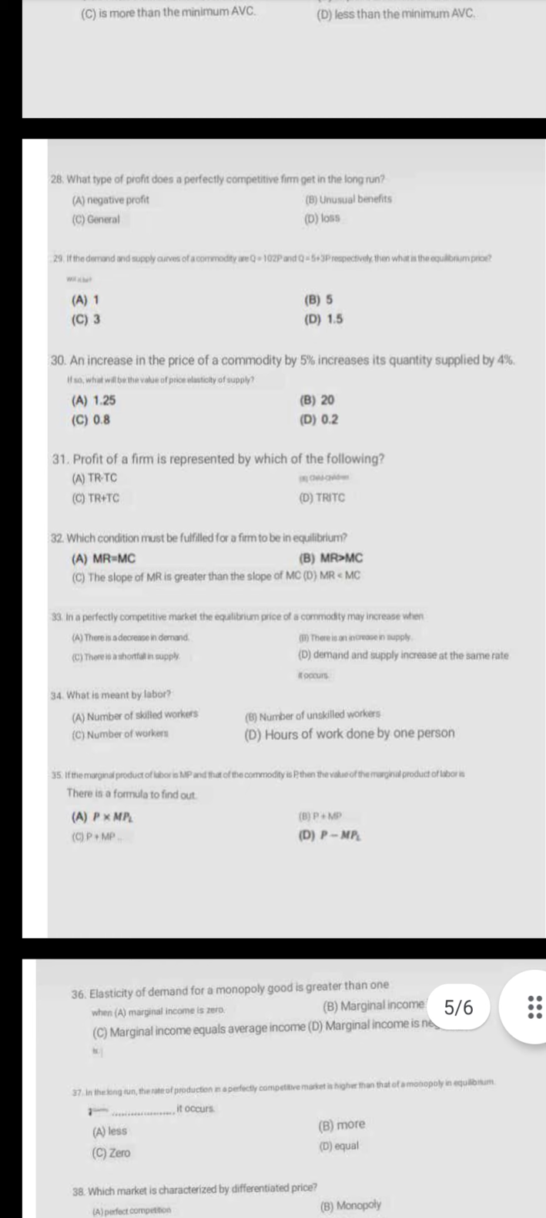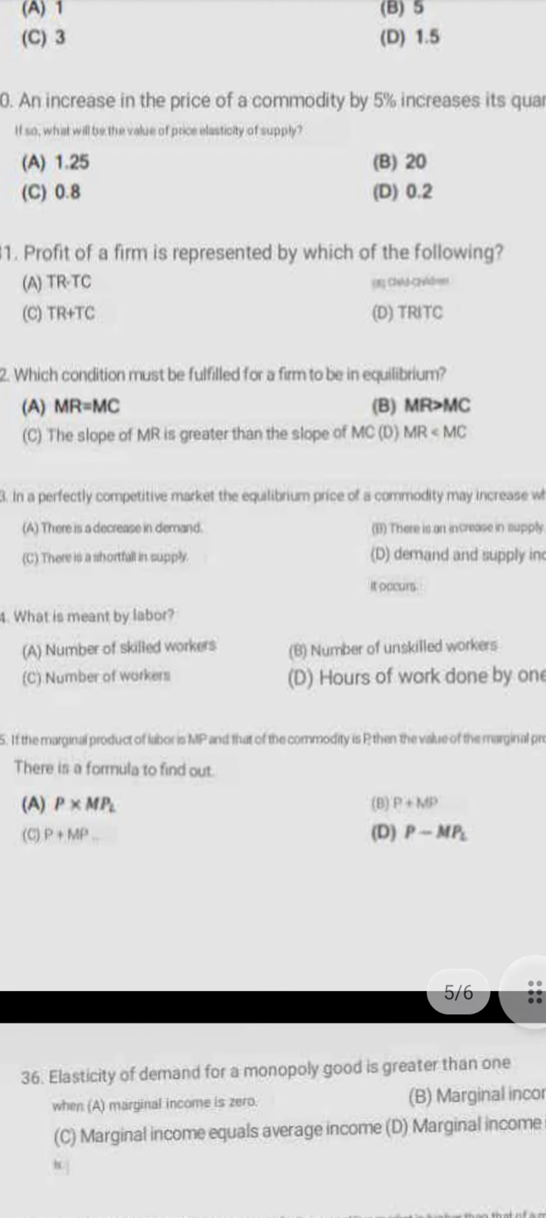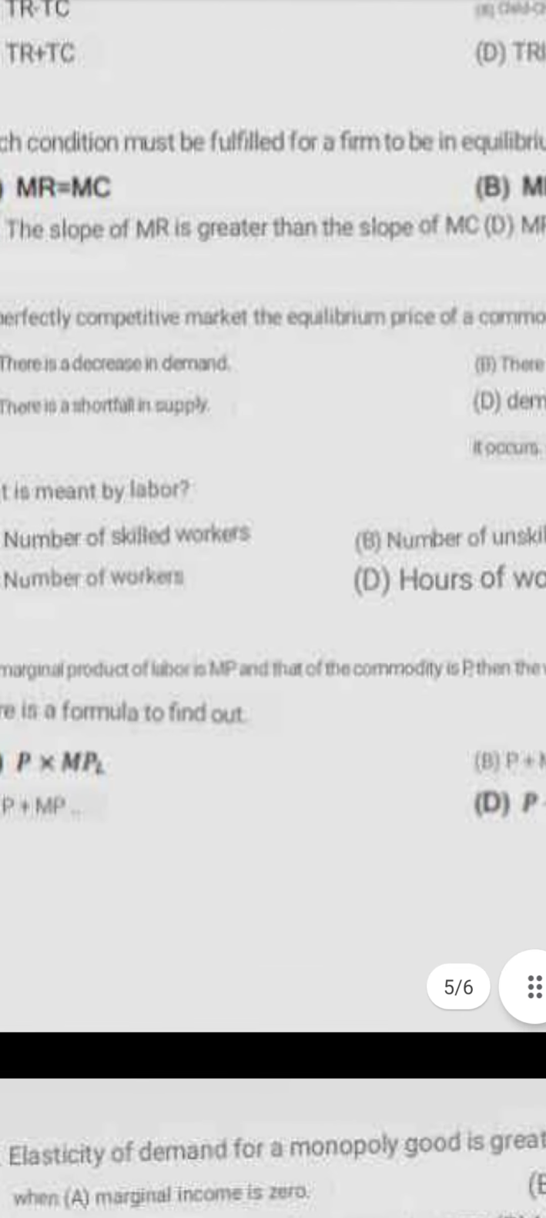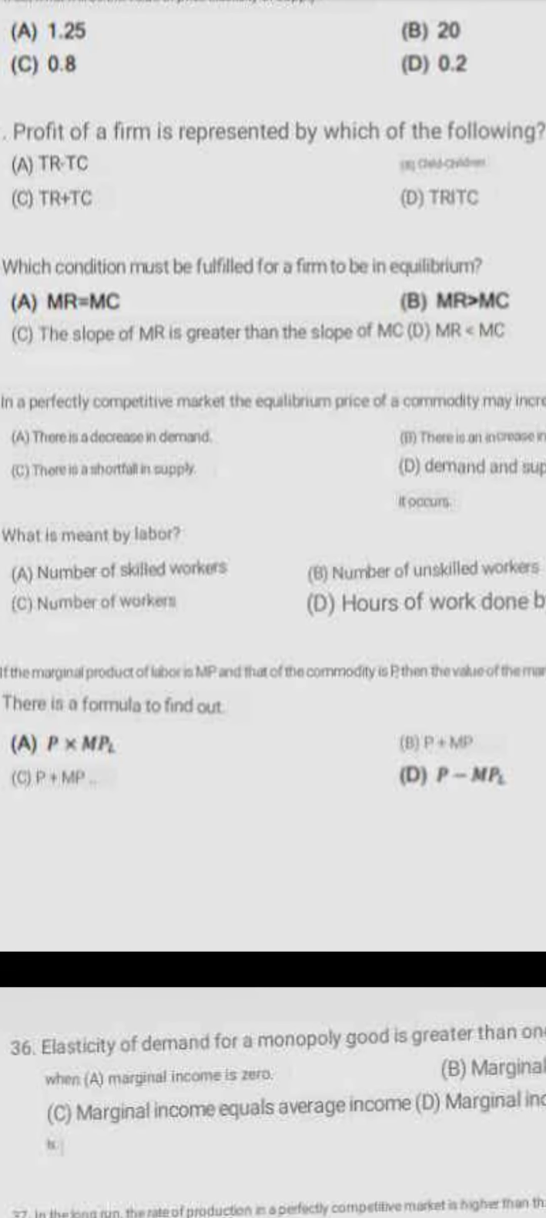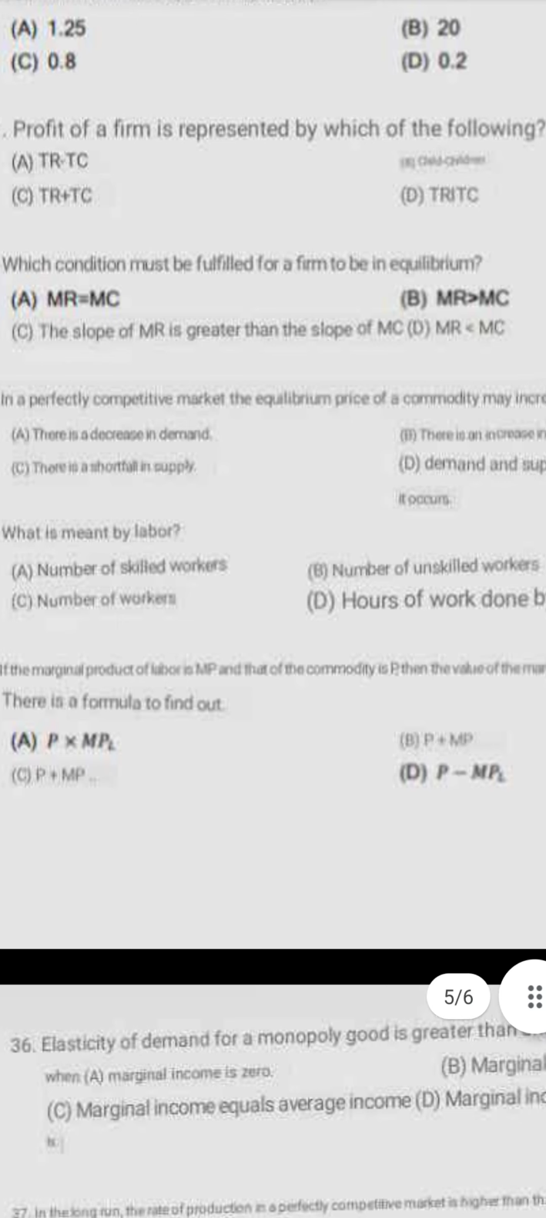Now 31, profit of a firm is represented by which of the following? TR minus TC. When we subtract total cost from total revenue, then we get profit. 32, which condition must be fulfilled for a firm to be in equilibrium? That one is MR is equal to MC, marginal revenue is equal to marginal cost. Next is 33, in a perfectly competitive market, the equilibrium price of a commodity may increase when there is a shortage in supply or a decrease in supply.